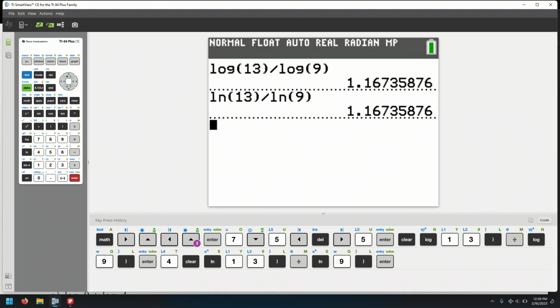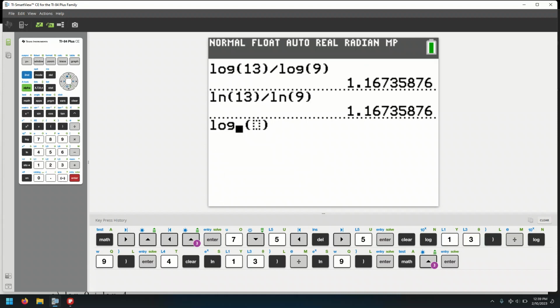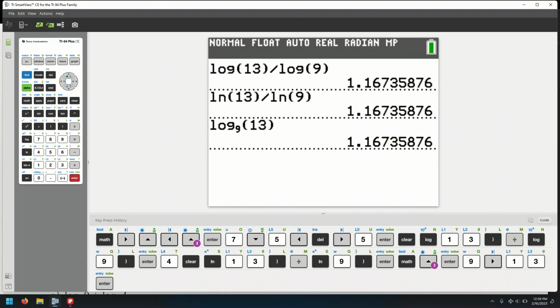Math, log base, and I'm going to do log base 9 of the number 13. Same number, right? But again, the reason why we stop and look at this change of base formula is because later we are going to apply this formula to solve other kinds of problems, to even solve equations, and you'll see what I'm talking about. Actually, in the next set of exercises, that's where we will need them.